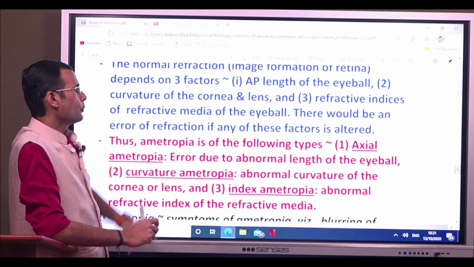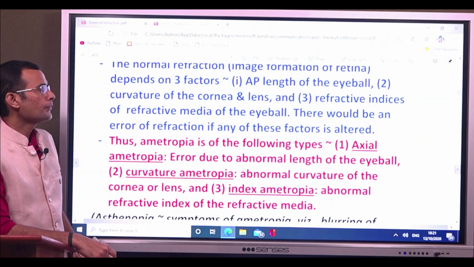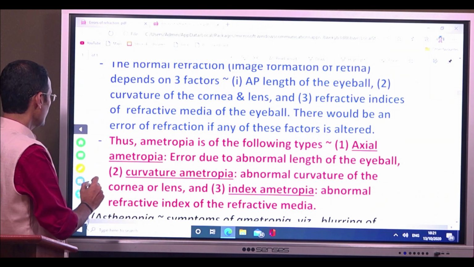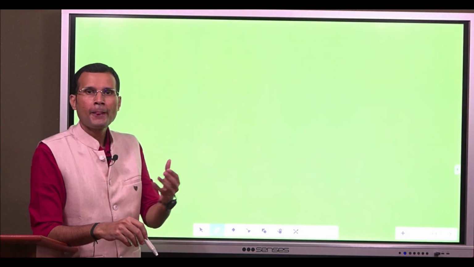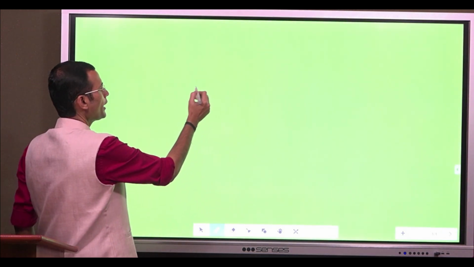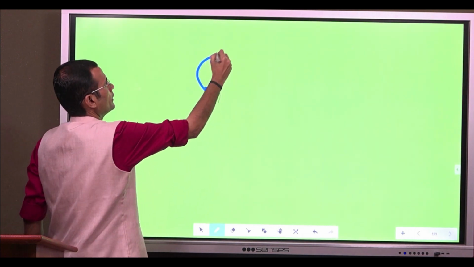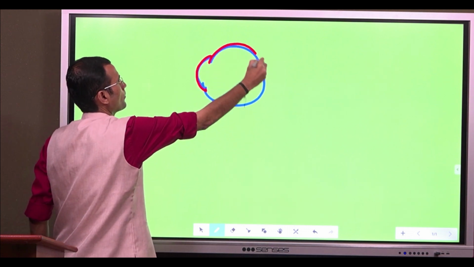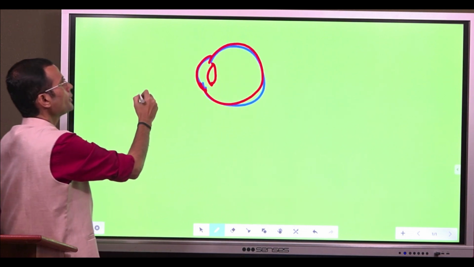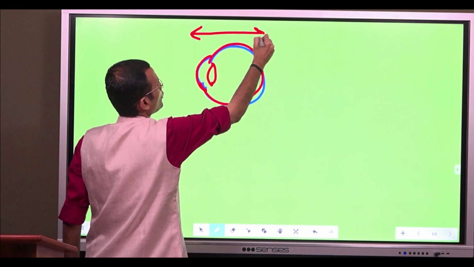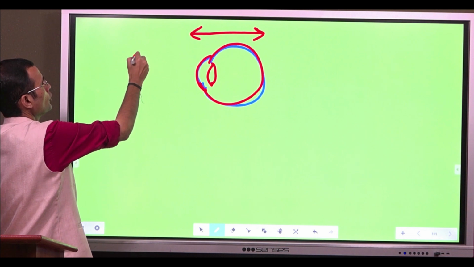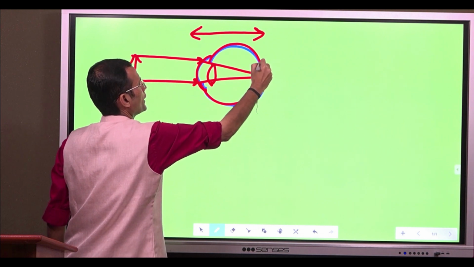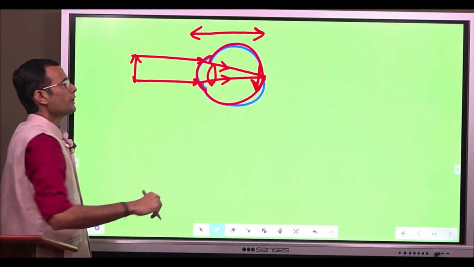What is axial ametropia? Error due to the abnormal length of the eyeball. Let's just have a quick example of this axial ametropia. Let's say here is a normal eyeball and look at the anterior-posterior length. So, the image formation is happening on the retina, an inverted image formed on the retina.